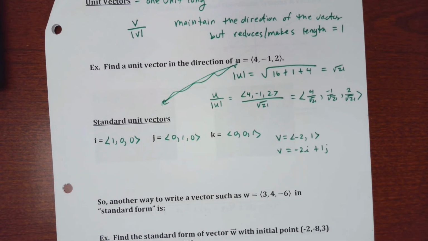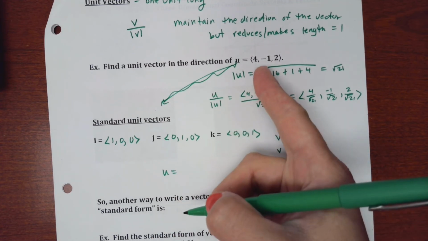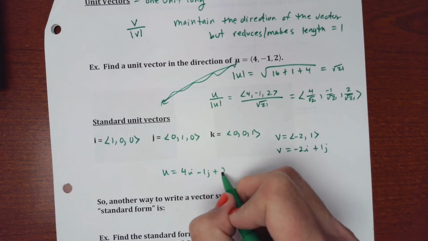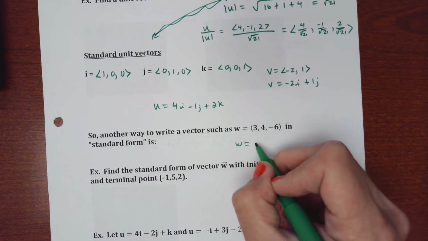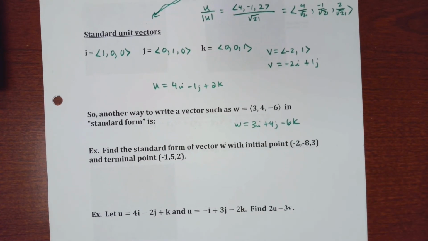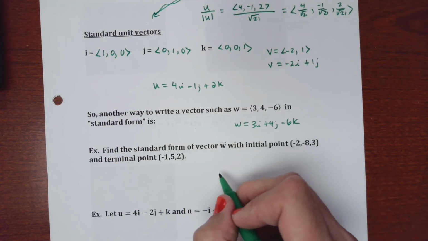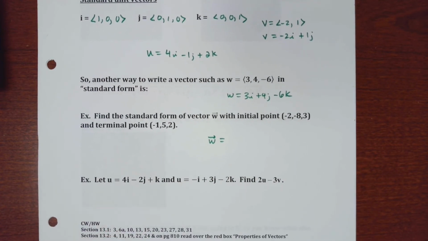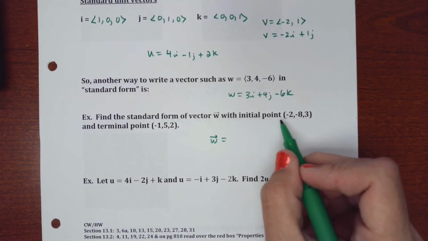Okay, and so if I wanted to write this vector u up here from earlier, I could write it in component form like that, or I could write 4i minus 1j, and you don't have to put the 1, plus 2k. Okay, so another way to write a vector w here is w equals 3i plus 4j minus 6k. And so if I wanted to write something in standard form like that, if I have an initial point and a terminal point, I could say that vector w is, and I'm just going to finish, sorry, I'm almost done, so I'm just going to finish up and go to like 12 minutes. All right, so vector w here, initial point, terminal point.